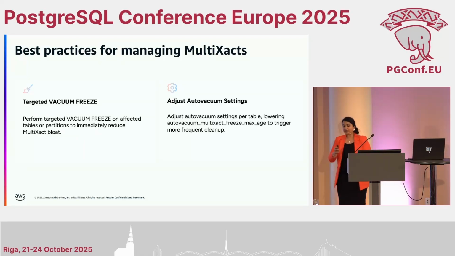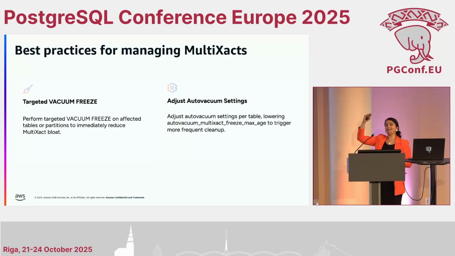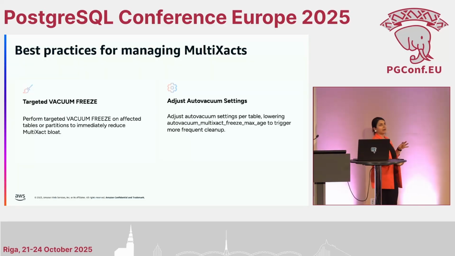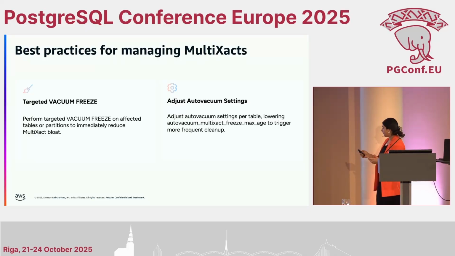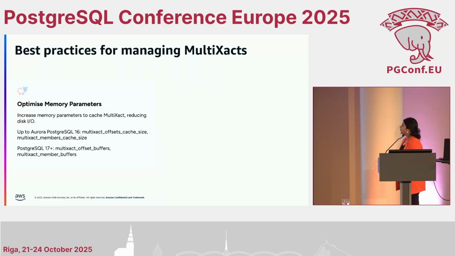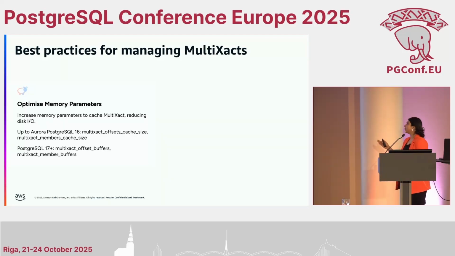Because for autovacuum, multixact freeze max age is set to 400 million. Aggressive autovacuum will trigger at that threshold or the storage threshold, and this is modifiable. You can modify this from 400 million to 200 million as well, so that it works like standard. And you can even do this at the table level. There are parameters in Aurora Postgres from 16 onwards.